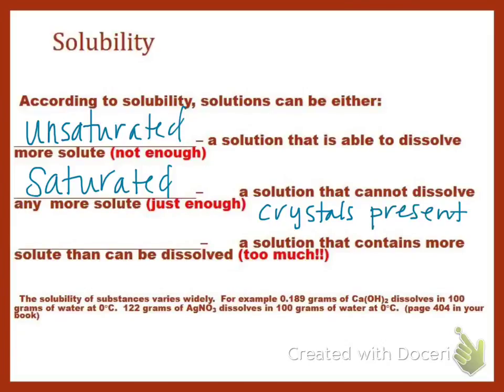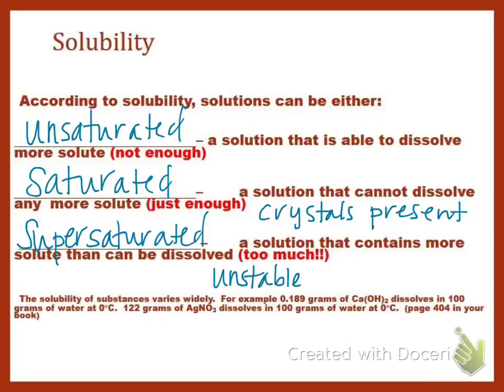And then a solution that contains more than it should, okay, is said to be supersaturated. And the way a supersaturated solution is obtained is you heat it up, dissolve more at that higher temperature, and then cool it back down. Okay, it is unstable. Okay, and if disturbed, it usually will form crystals.